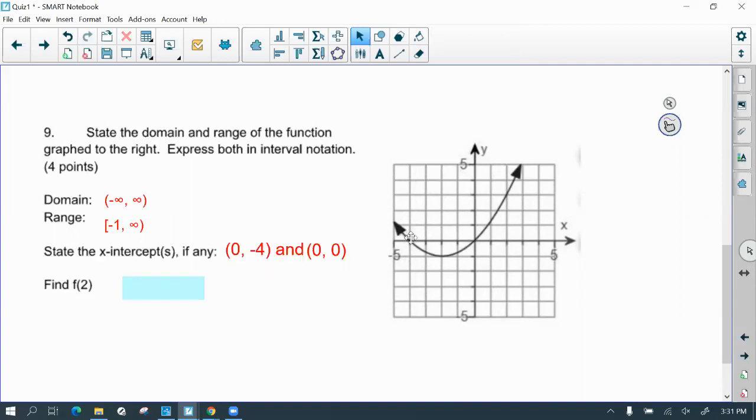There are 2 x-intercepts, -4 and 0. And what is f of 2? Well, f of 2 is when the x value is 2. So when x is 2, the function produces +3. So f of 2 is 3.